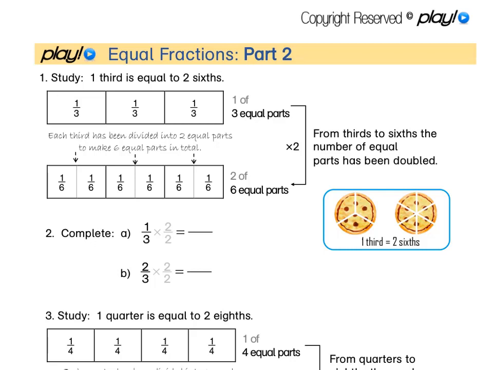Let's study 1/3 is equal to 2/6. So here we see 1 of 3 equal parts. If we shade that in here, so there's 1/3, you can do it neater. Now that is exactly equal to 2 of 6 equal parts. You see, if we go down here, it's equal to those 2 6 equal parts.